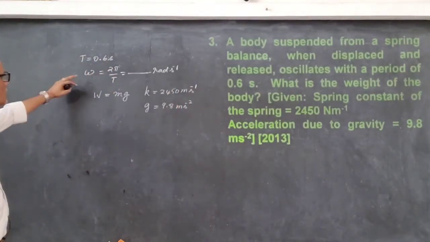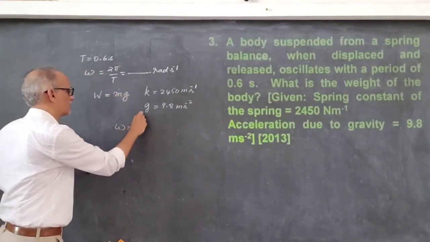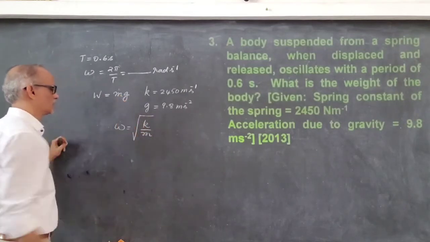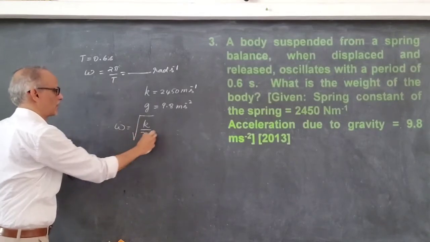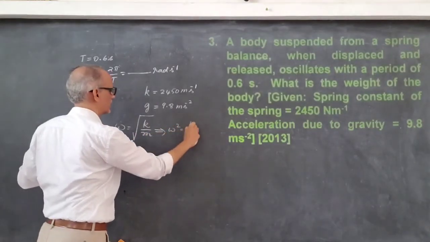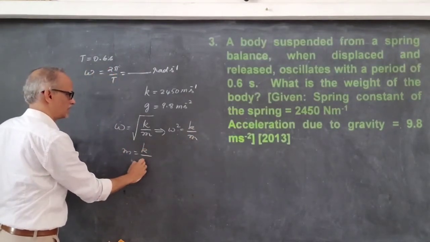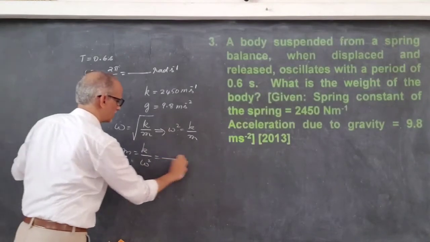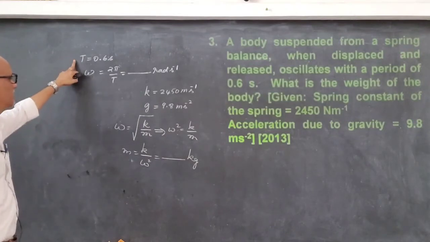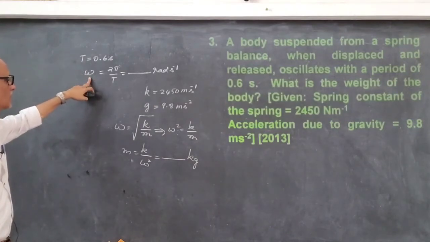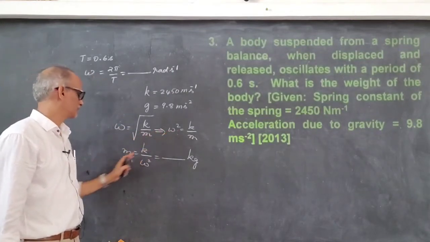Now when we know omega, we can find m, because omega is equal to root of k by m, correct? We want to find m so that I can find the value of the weight. So square it here. When you square, you will get omega square is equal to k by m, and from this you can find m is equal to k by omega square. So now we will get the mass of the body, correct? First from the time period we have found omega, and we also know the formula for omega, which is root of k by m. Since I have to find m, we got the value.